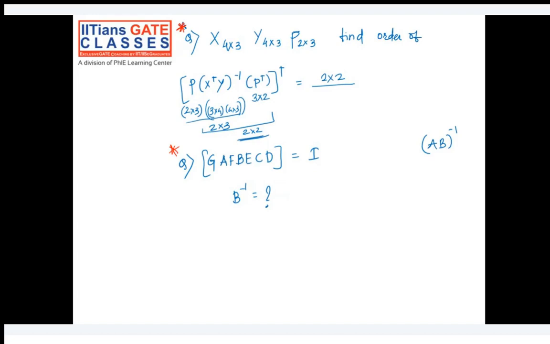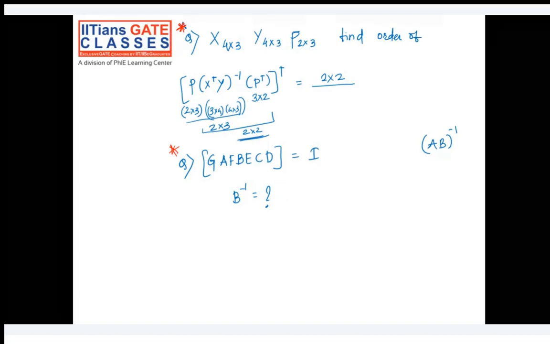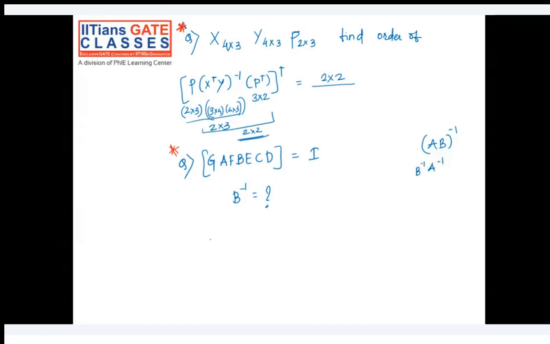If you multiply this matrix with D, D will get cancelled, correct? Then if you multiply with C, C into C inverse will get cancelled. I'm multiplying on both sides, okay? If you multiply with E on both sides, E and E inverse will get cancelled. In a similar way, if you multiply with G, G inverse and G will get cancelled. If you multiply with A inverse, A will get cancelled. If you multiply with F, F and F inverse will get cancelled.